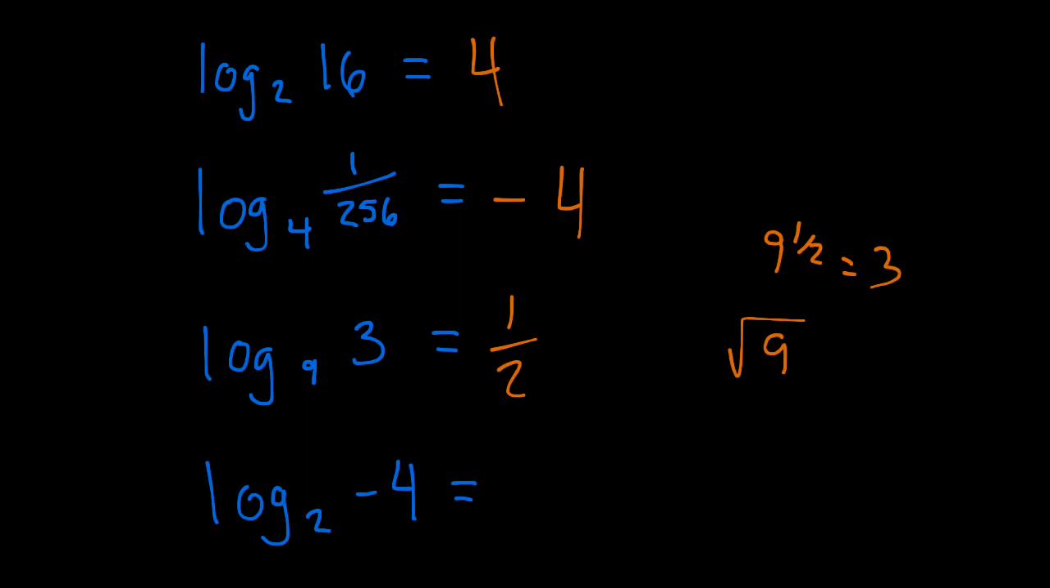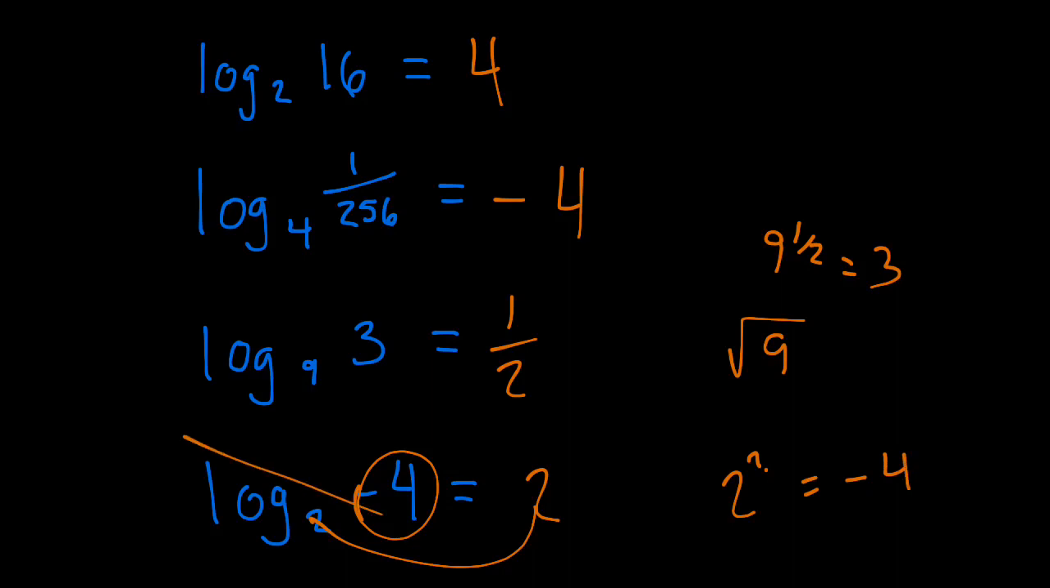And the last one, log base 2 of negative 4. So 2 squared gets us a 4, right? 2 to the 2nd is 4. But what about this negative? Well, there's no power that we can raise 2 to and get a negative 4. So we cannot do logs of negatives, okay? Log of a negative number is a no-no. We can't do that. A negative number cannot be the input of our logarithm.